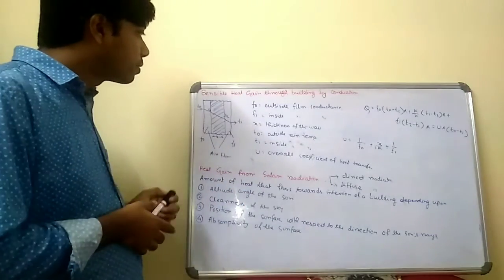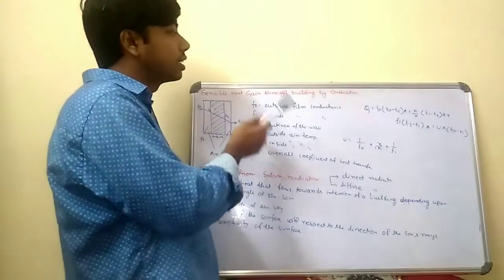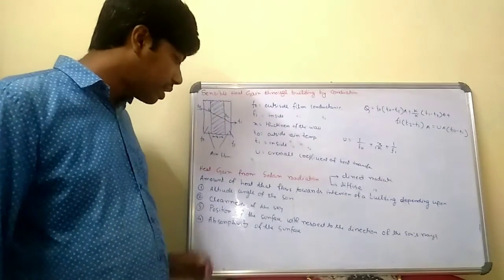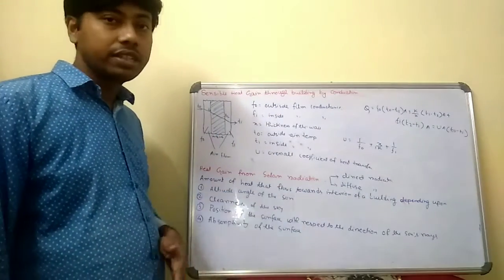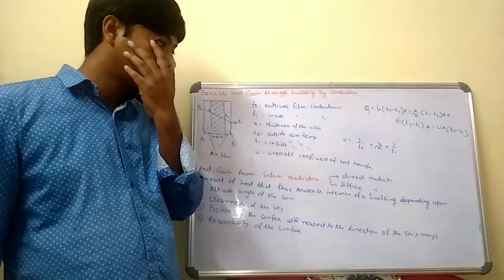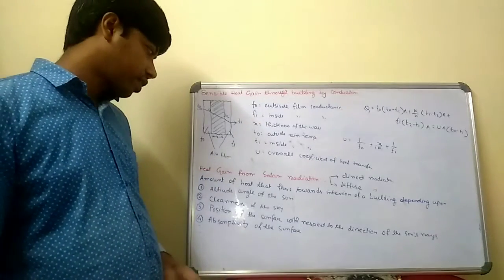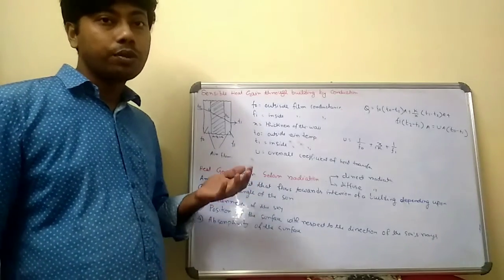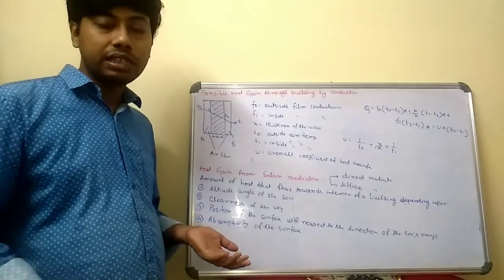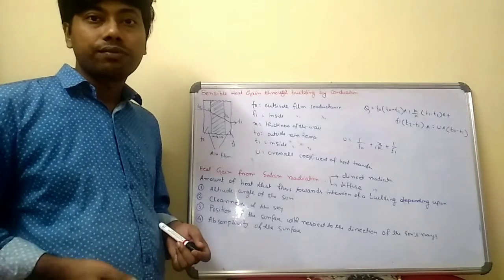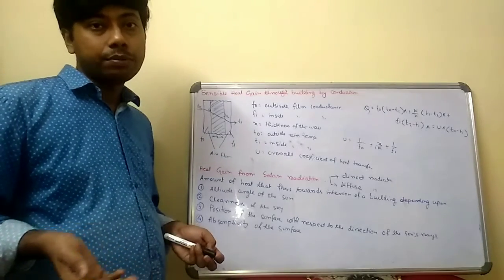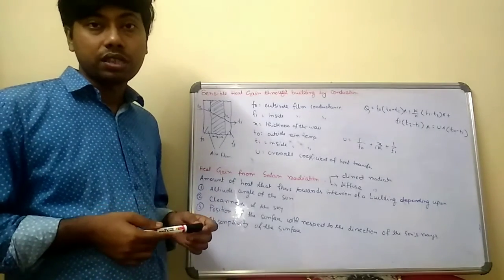And these are the two types. There are two factors: sensible heat gain through the building by conduction, as well as heat gain from solar radiation. It can also be possible that there is some heat gain from the roof or ceiling and the floor. Heat gain can be possible by this method also. We can discuss that later.